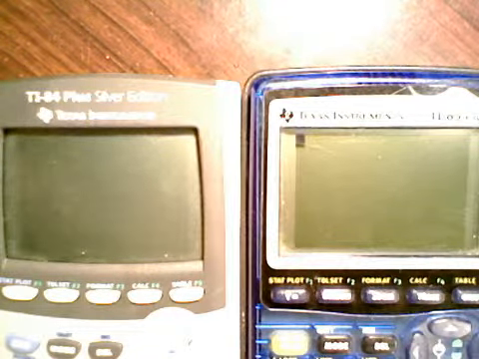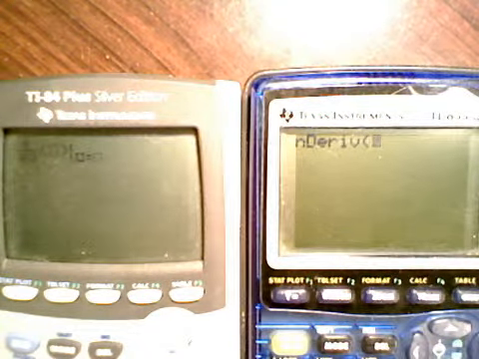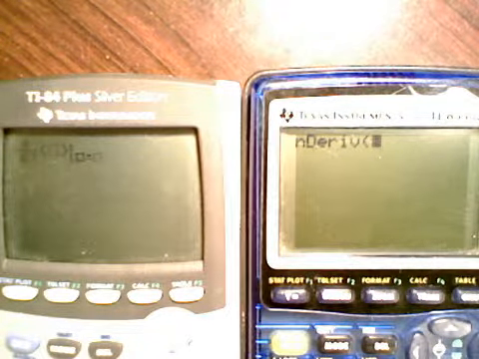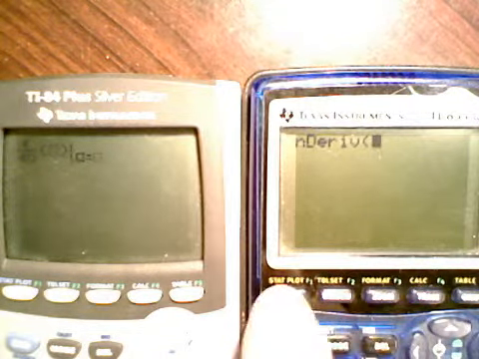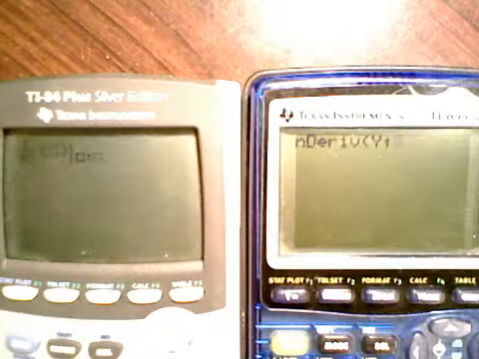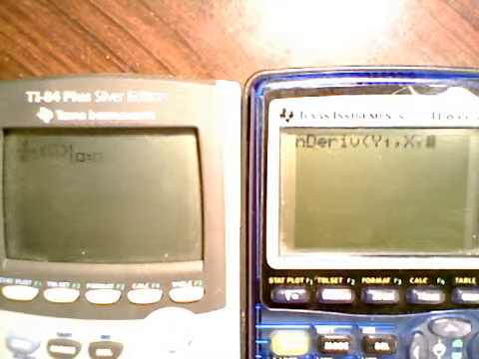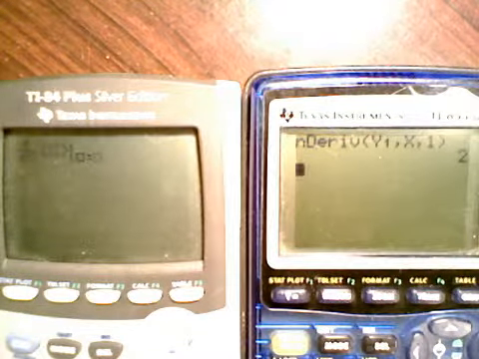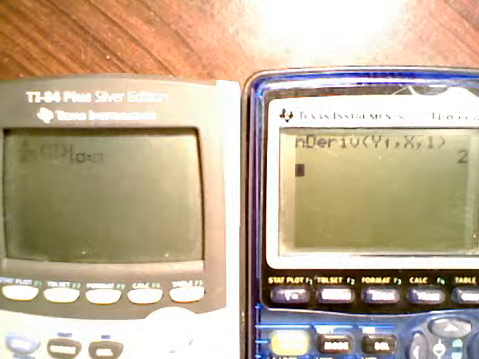The way we do this is Math 8. Math 8 is nDeriv. The right side calculator is the older version, but with nDeriv, you're supposed to put 3 entries in. The first one would be your y1: the Vars, Y-Vars, Enter, Enter. That's your y1 value. Then comma x, comma 1. The 1 is where we want to find the derivative. And that's it.